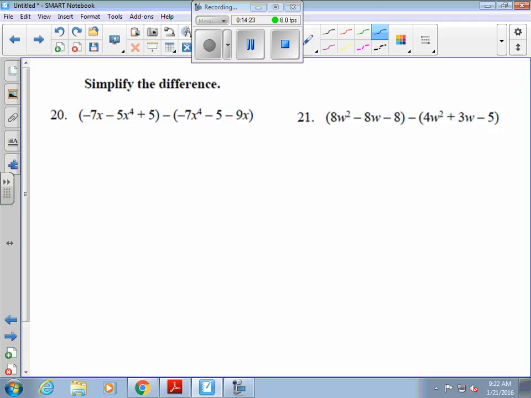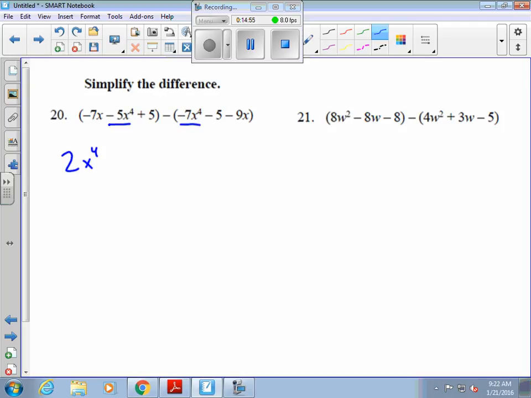Simplifying the difference of these. This is just subtracting polynomials. Remember, you can only add and subtract like terms. So always start with the biggest degree. The biggest degree in this case is the fourth one, this one here. Negative 5x to the fourth minus a negative 7x to the fourth. Again, remember, anytime you have minus in the middle, it's telling you to do the opposite of what's in the second set of parentheses. So negative 5 plus 7 is positive 2x to the fourth.